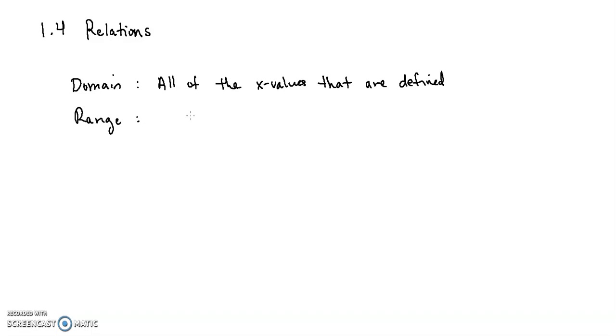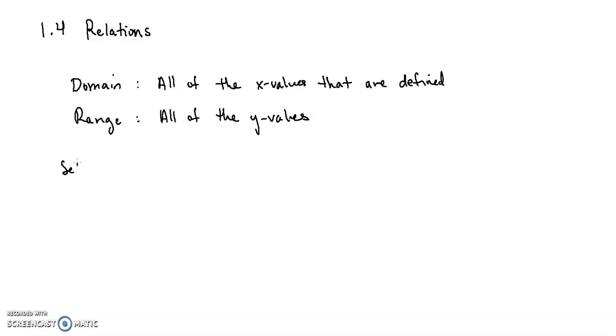The range would be all of the output values that you get when you put in all of the domain. For simplicity's sake, we'll say all of the y values. So the domain is all of the x values, the range is all of the y values. Let's look at a couple of examples.